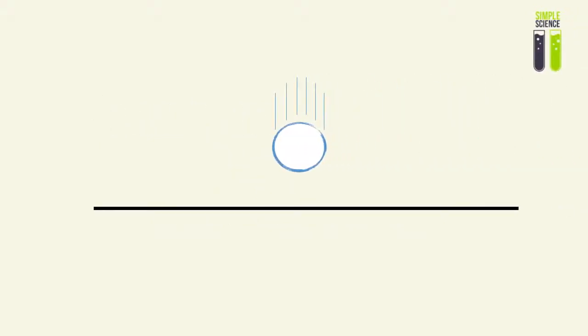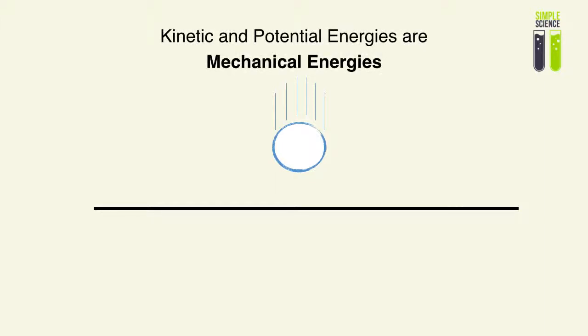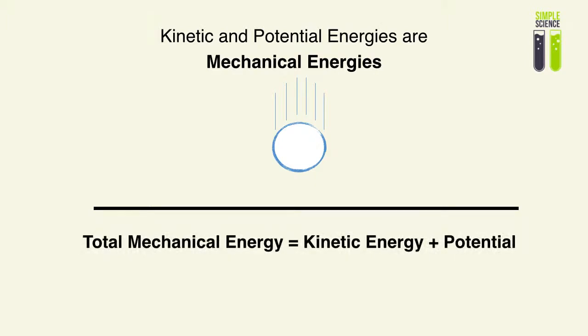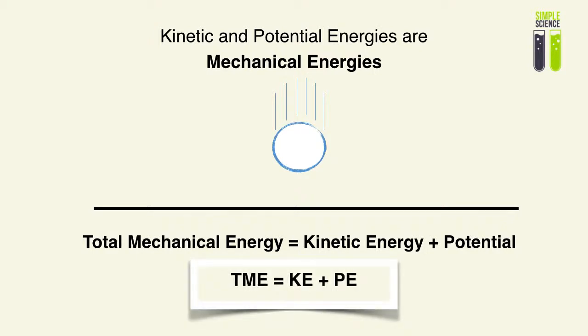But what is mechanical energy? For a particular object, mechanical energy is basically the kinetic and potential energies of that object. The total mechanical energy of an object is equal to the kinetic energy plus the potential energy relative to a position, and usually this is the ground. So total mechanical energy is equal to kinetic plus potential energy, or TME is equal to KE plus PE.